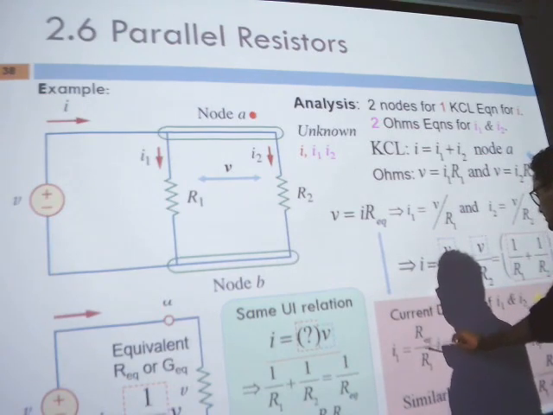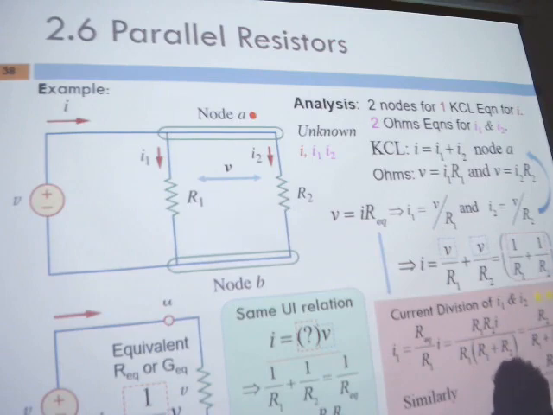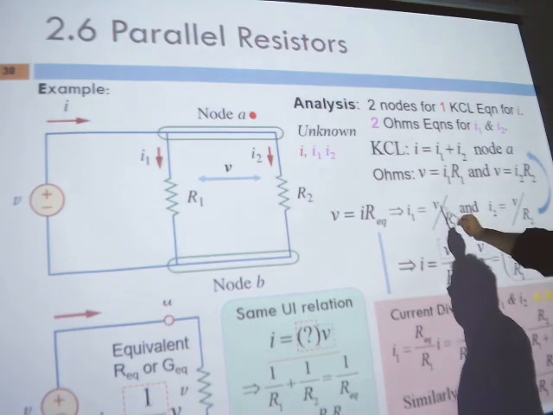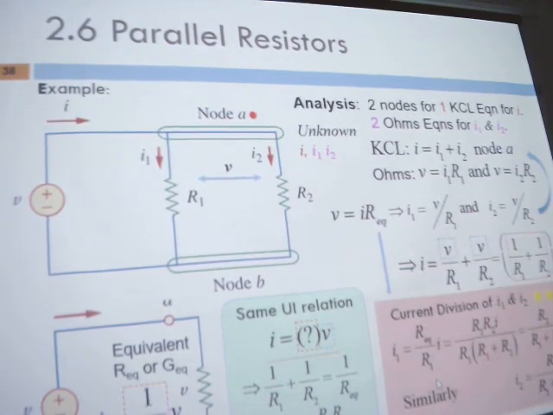How about this R1? How can you get this R1? From this one, put IR2 inside here, put this one inside here, and we get this equation. So V equals IR2, so this one is V. This part is V over R1. Clear? Understand?